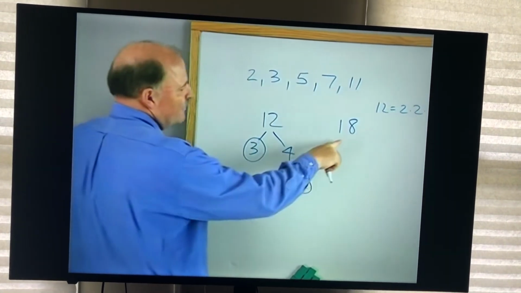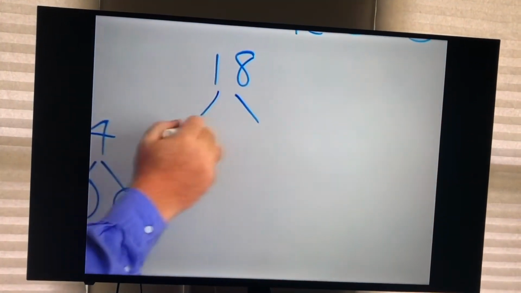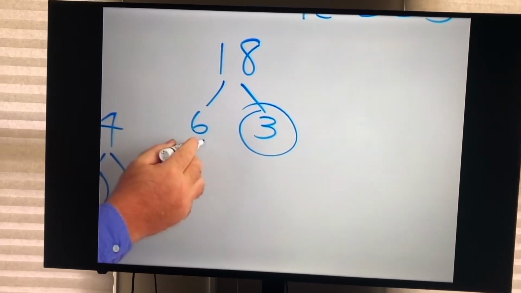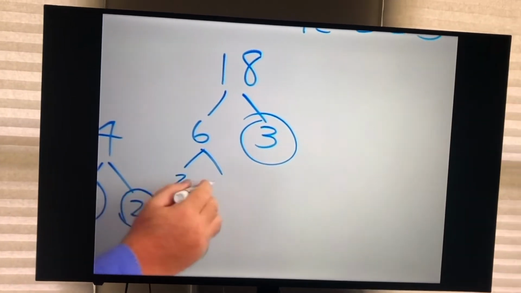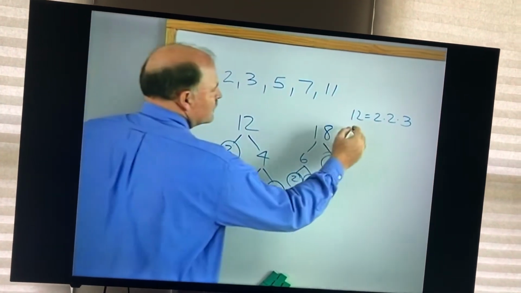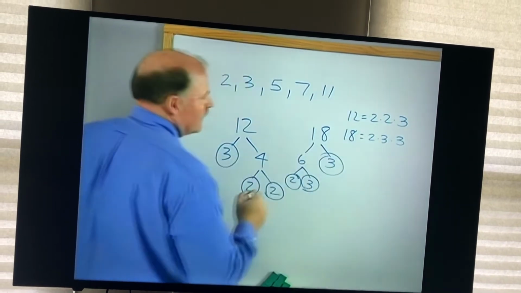How about 18? Any factors of 18? What do you know? 6 times 3? This is already prime. How about this? Nope, it's got 3 and 3 in it. That's 2 times 3, right? So the prime factors of 18 are 2 times 3 times 3.